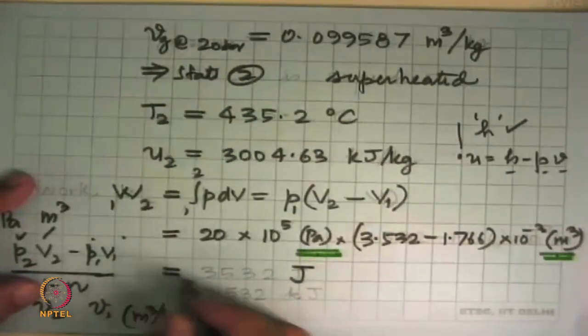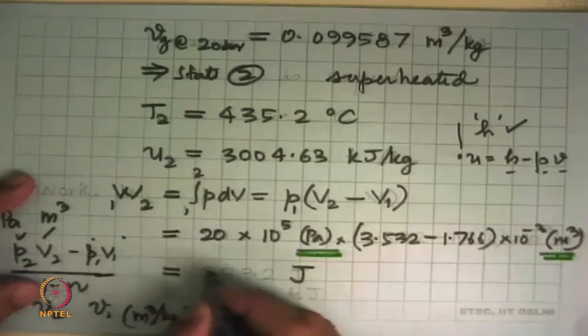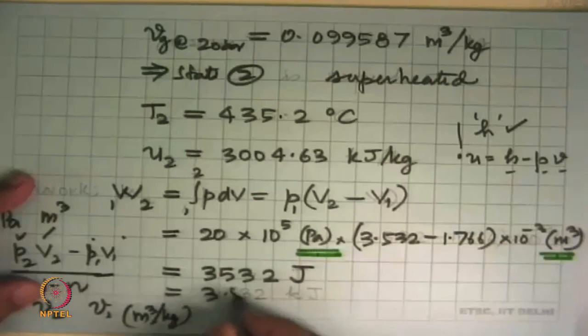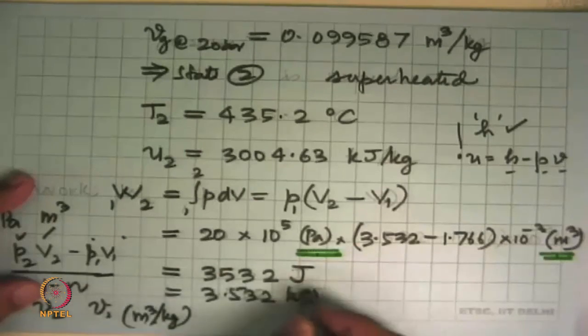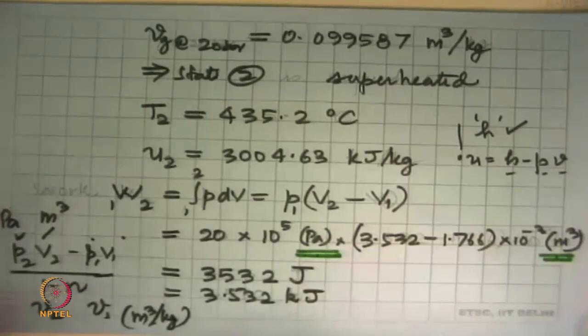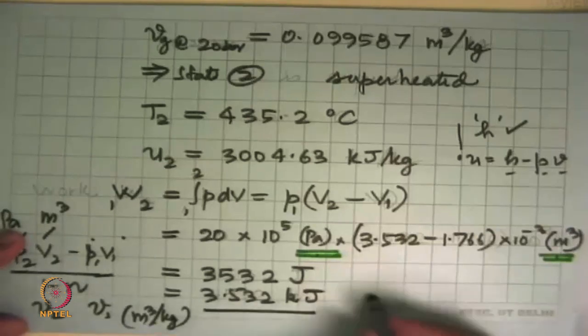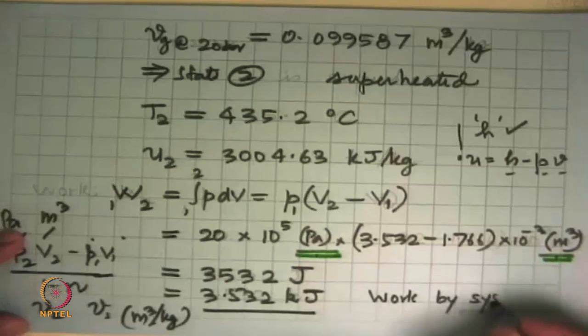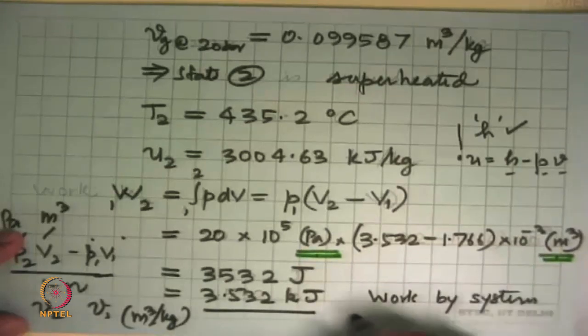So this becomes 3532 joules or 3.532 kilojoules. So this has got a positive sign. So this is work done by system on surrounding.